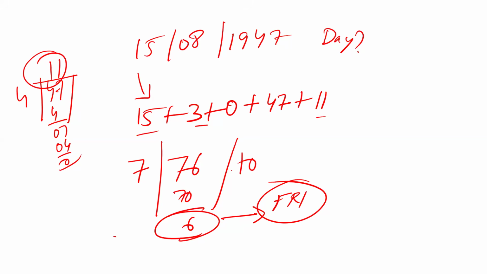Shall we go back to the questions? 7 days in a week, that's why divided by 7. 76 by 7, remainder 3, right? How remainder 3? 76 by 7, remainder 6.